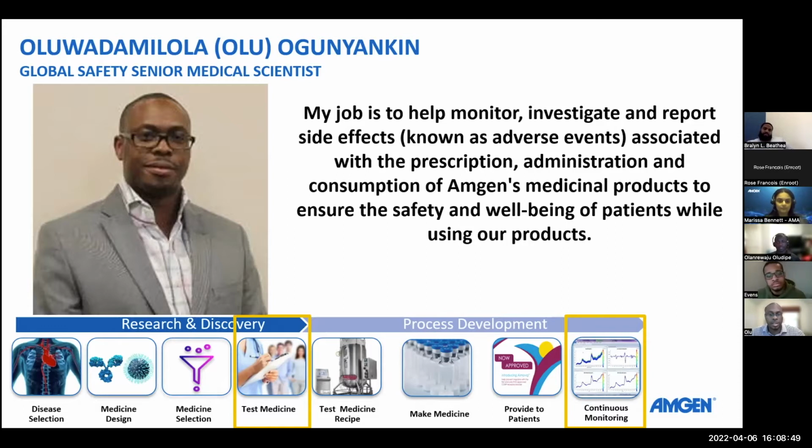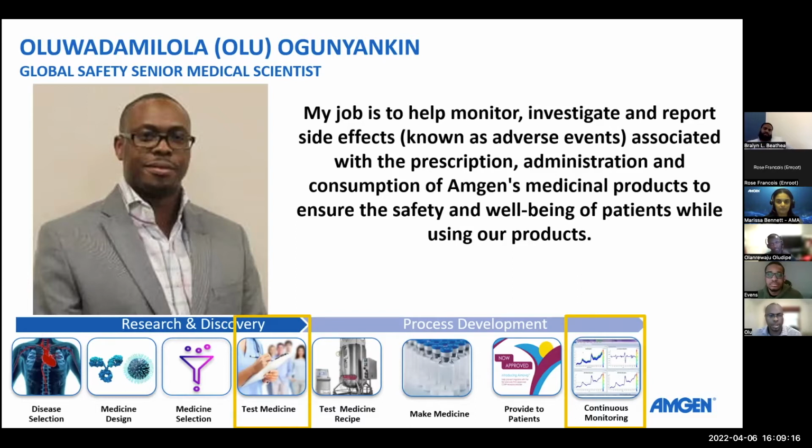Okay, is any side effect still occurring? Is there something that we didn't catch during the clinical trials that could actually be occurring with somebody who is using a different drug along with it, who has a different biological makeup or a different age that maybe we didn't test? So we do this continuous monitoring, continuous follow-up, what they call pharmacovigilance or drug safety. So that's just a little bit about what I do.